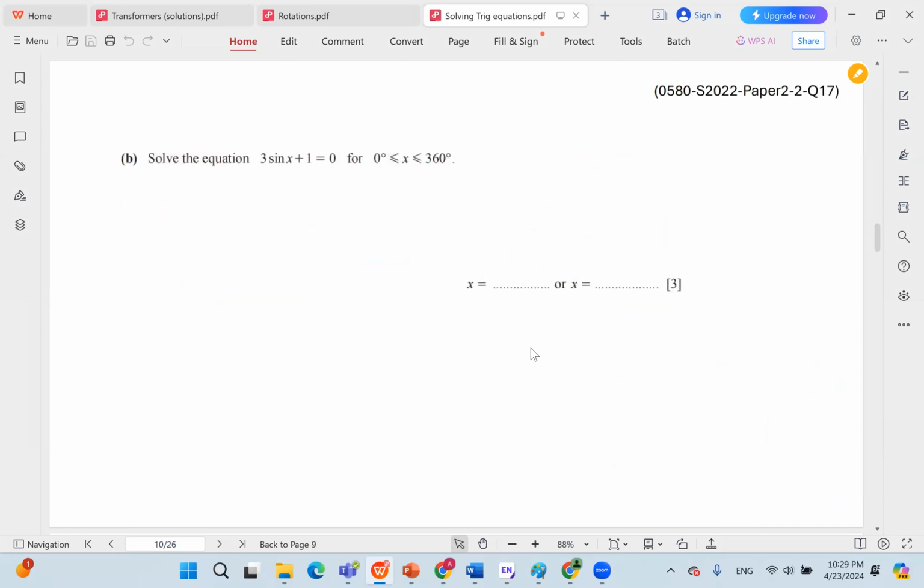Here we have 3 sine x plus 1 equals 0. So let's first isolate the sine x. Let's take the 1 to the other side. So we get 3 sine x equals negative 1. And then we divide by 3 on both sides. So we get sine x equals negative 1 over 3.